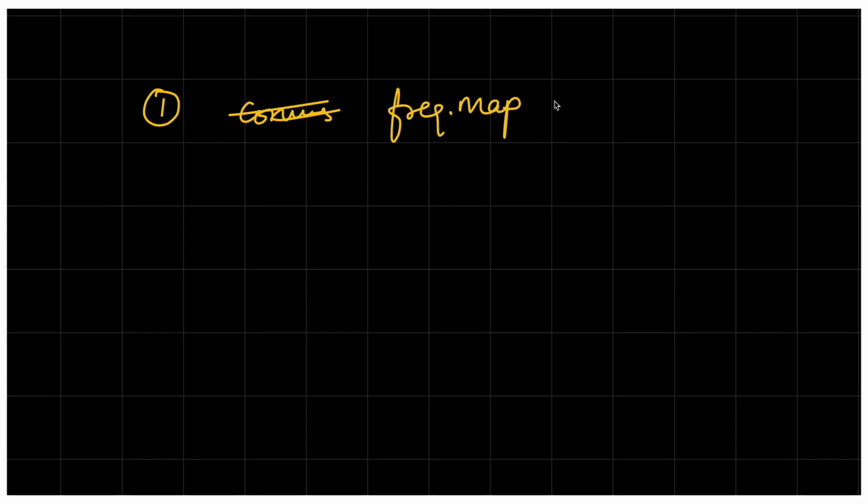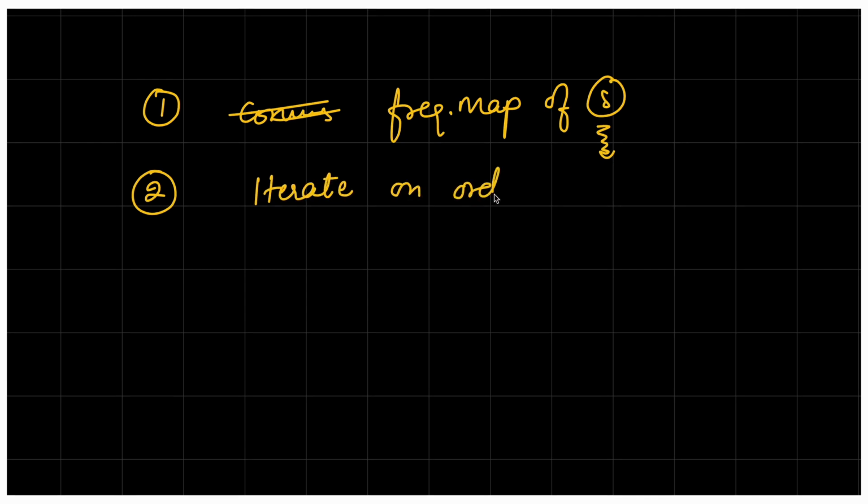We can create a frequency map of string s, right? Second, once the frequency map is done, we will iterate on the order string. This is very important, iterate on the order string, because we need to follow the sequence of the order string. So iterate on order, and fetch each character.